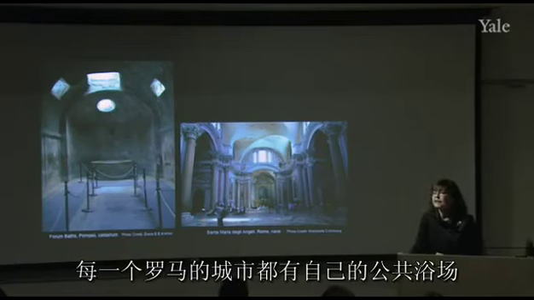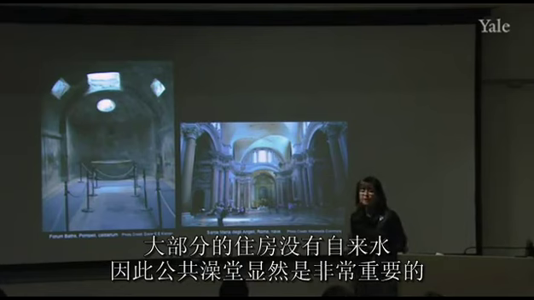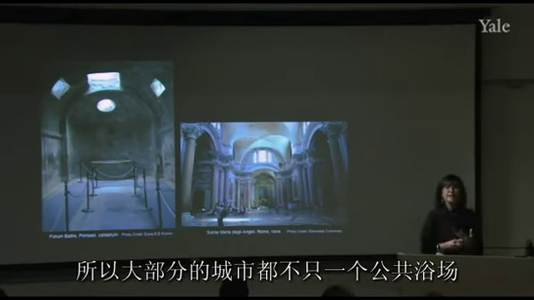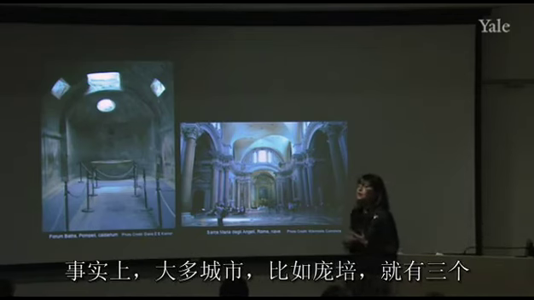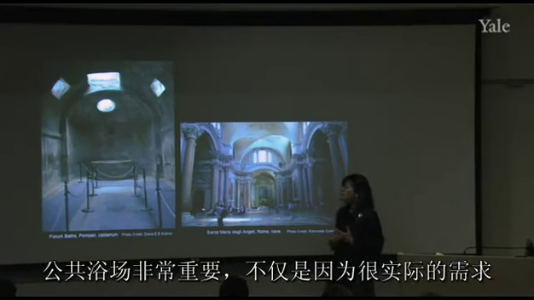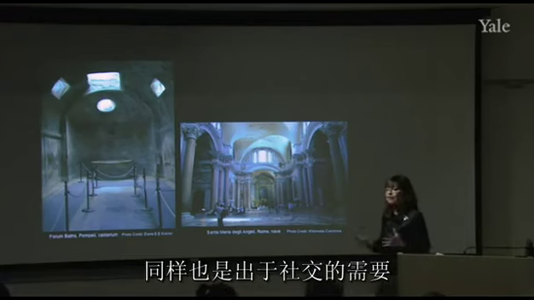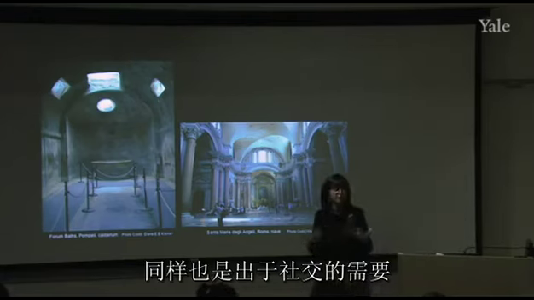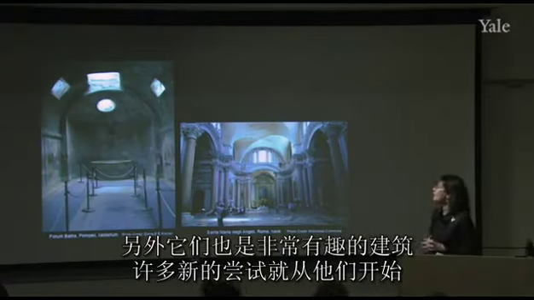Every Roman city had its bath buildings. Most of the houses did not have running water, so baths were extremely important, obviously. So most cities had more than one. In fact, most cities, Pompeii, for example, seems to have had about three bath buildings. They're very important, both in terms of their practical needs and also as a place for social interaction, but also because there are some very interesting architectural experiments that took place in them.